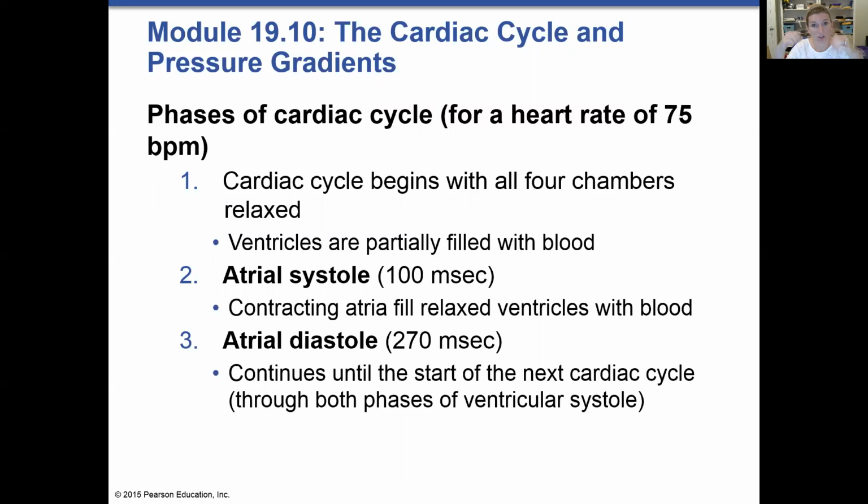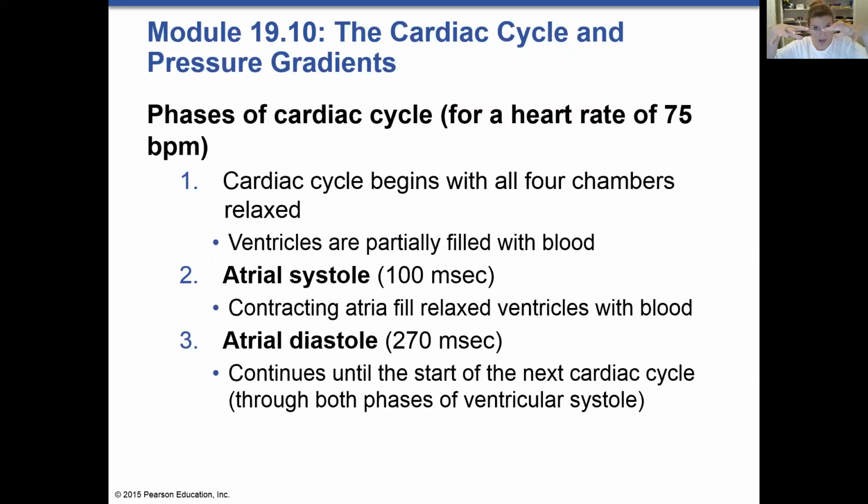Then the atria contract with atrial systole. When the atrial systole is going on, that's that wringing of the sponge. Those top chambers are contracting and squeezing that blood down into the ventricles. The AV valves are open.